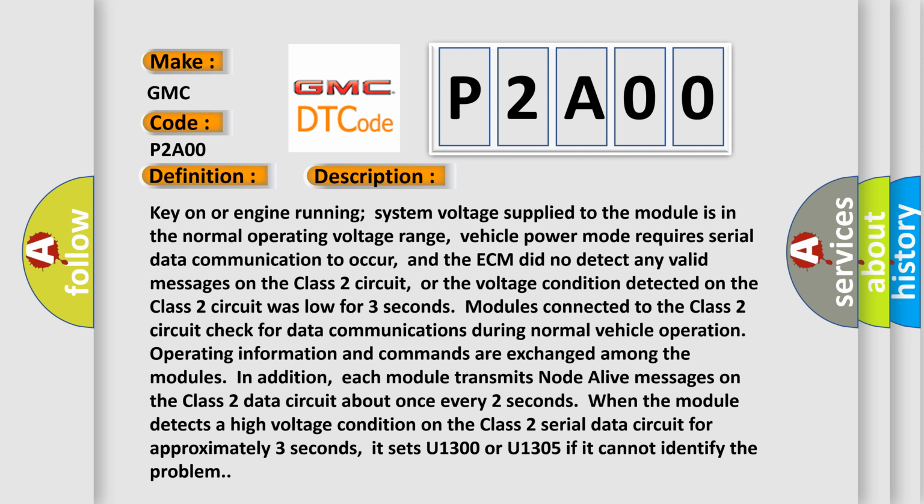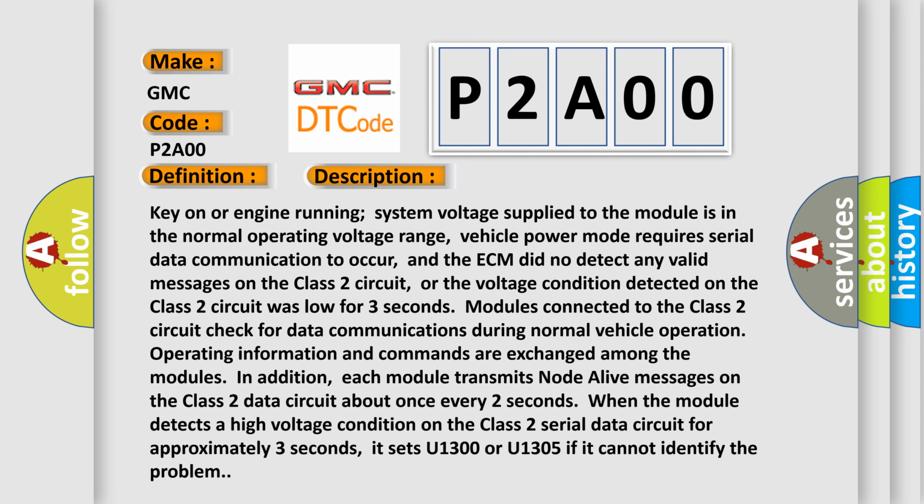Modules connected to the Class 2 circuit check for data communications during normal vehicle operation. Operating information and commands are exchanged among the modules. In addition, each module transmits node-alive messages on the Class 2 data circuit about once every 2 seconds. When the module detects a high voltage condition on the Class 2 serial data circuit for approximately 3 seconds, it sets U1300 or U1305 if it cannot identify the problem.